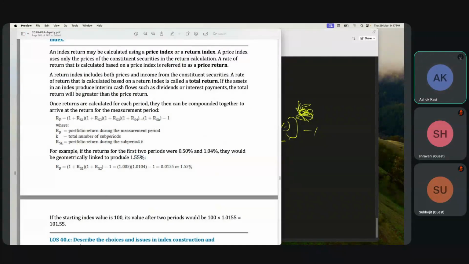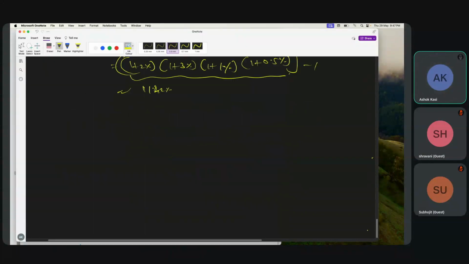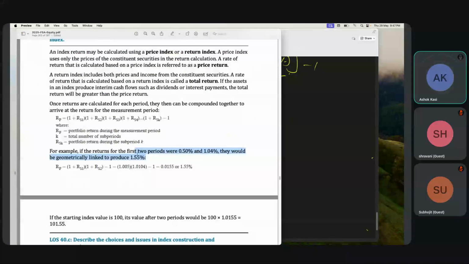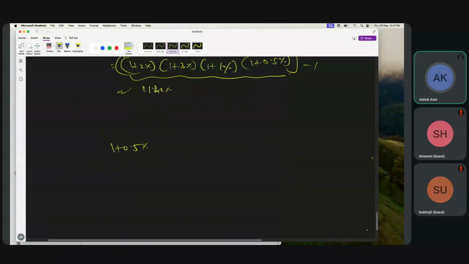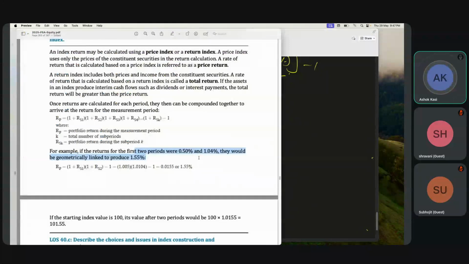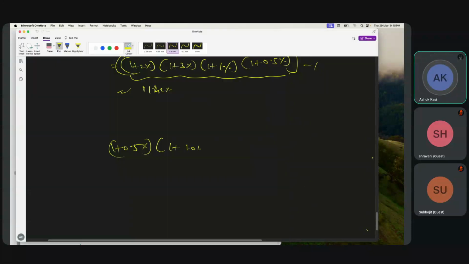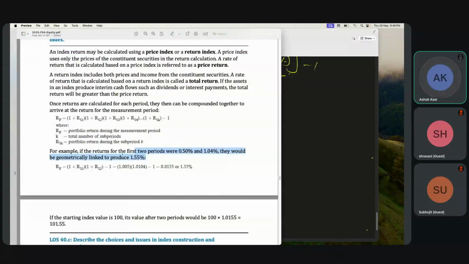See here, they have given the first 2 periods. So for the first 2 periods, how will you do it now? It is not like 2 years. If the returns are for the first 2 periods, they would be geometrically linked. So (1 plus 0.5 percentage) into (1 plus 1.04 percentage). That's it. They have not raised to a power because it is within 1 year.